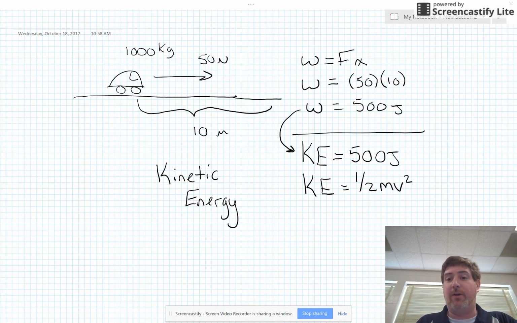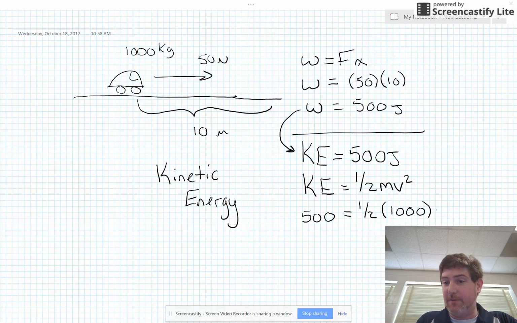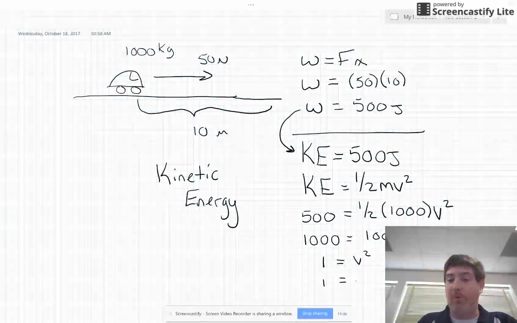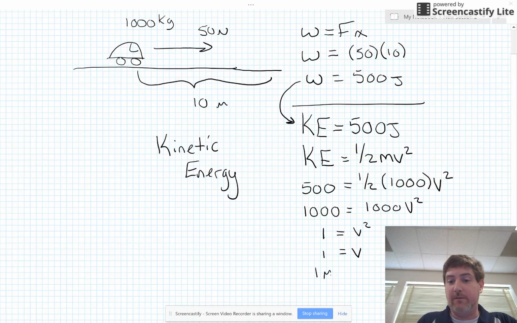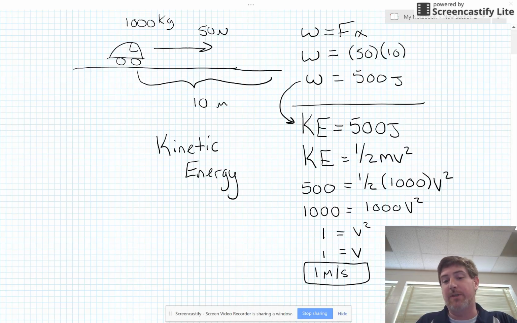So since we know that the kinetic energy is 500, that has to equal 1/2 of the mass of the car, which is 1,000, times the velocity of the car squared. So we can work backwards to get its velocity. We divide over the half, we get 1,000 equals 1,000 v squared, which is going to be over here. That's going to be 1 equals v squared. Square root of 1 is 1. So we know that this car is going to be moving 1 meter per second after we pull it 10 meters with 50 newtons of force. That's the speed of the car.